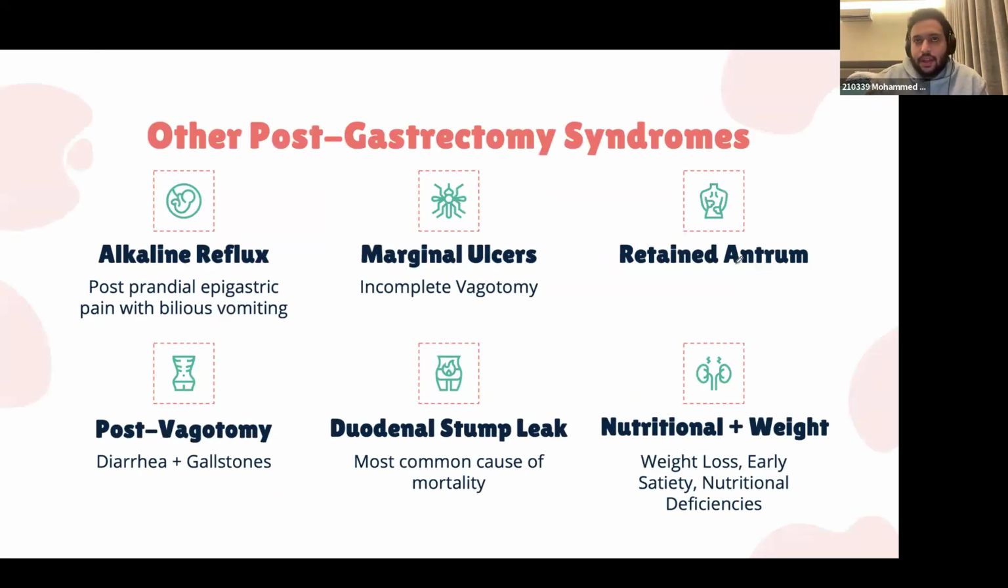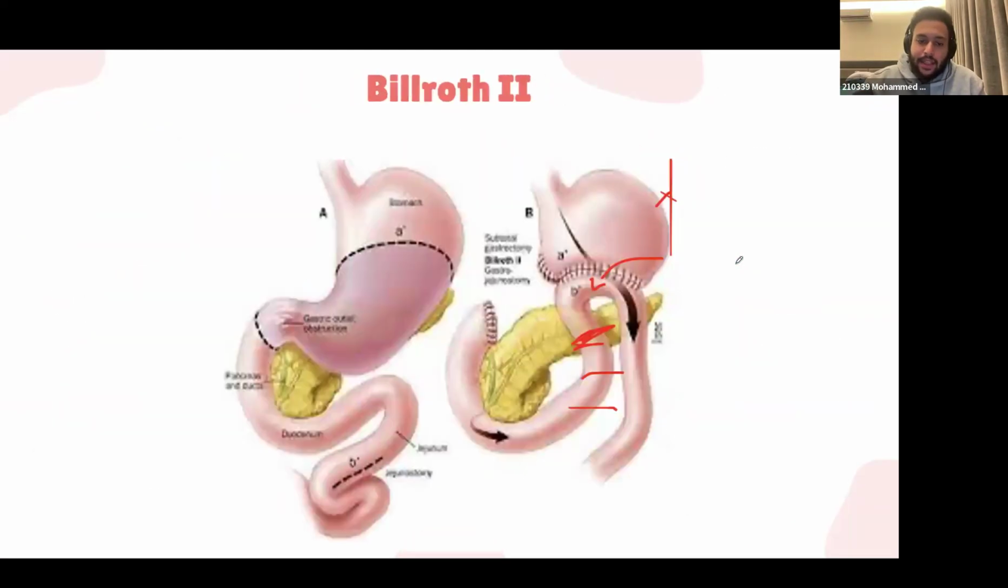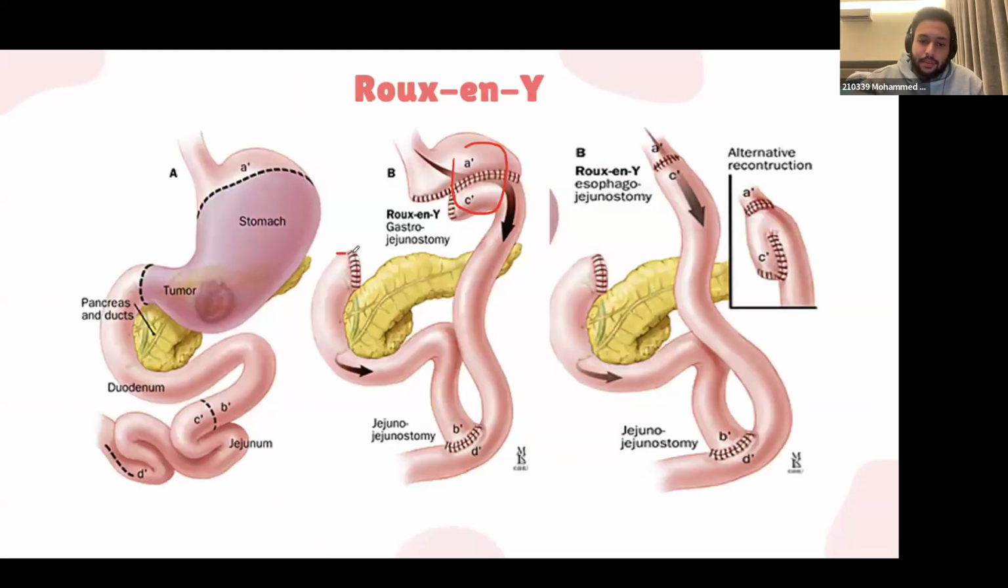Also, post vagotomy, you can have diarrhea and gallstones, because the contractile function of the gallbladder will be limited, so you'll have gallstone formation. The duodenal stump leak is this. So this is the duodenal stump. If you don't close it properly with sutures, it can leak and cause peritonitis. It's usually in emergency. It's the most common cause of mortality, this duodenal stump leak or perforation.